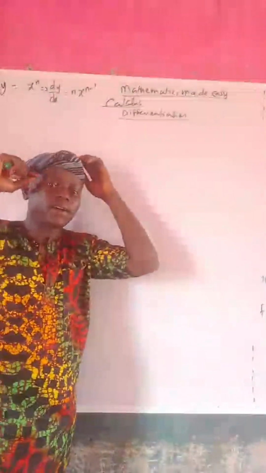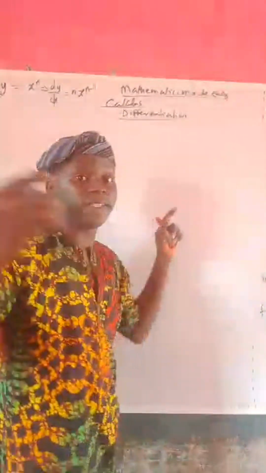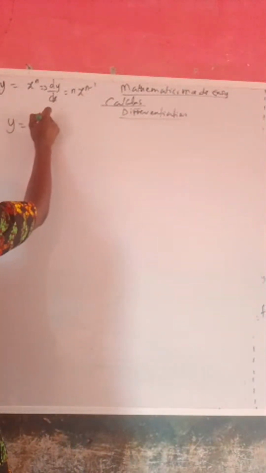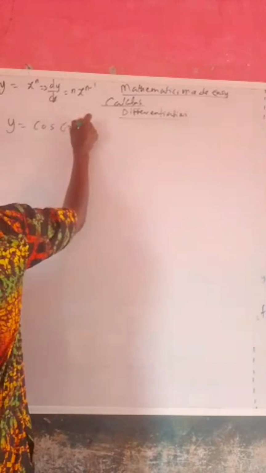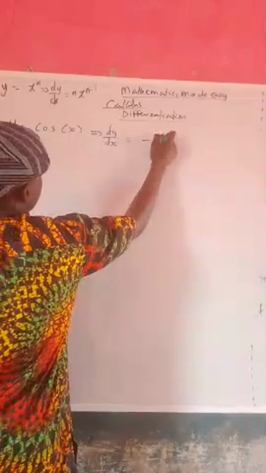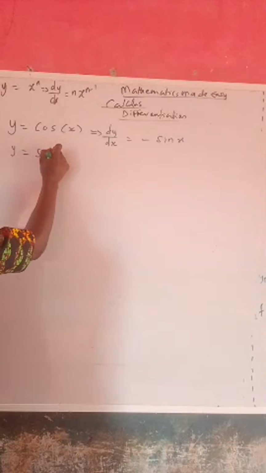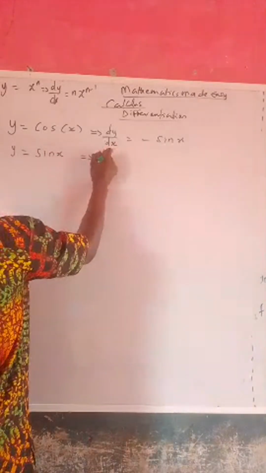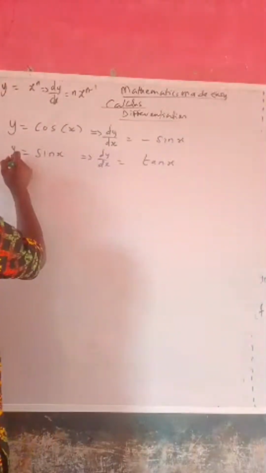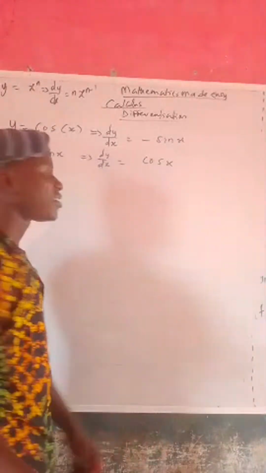We have some trigonometric functions, so I'm going to write out the derivative of some of them. We have y equals cos x. The derivative of cos x gives us negative sin x. Take note of that. Then y is equal to sin x, so the derivative is cos x. Sorry, I'm very sorry for that mistake.